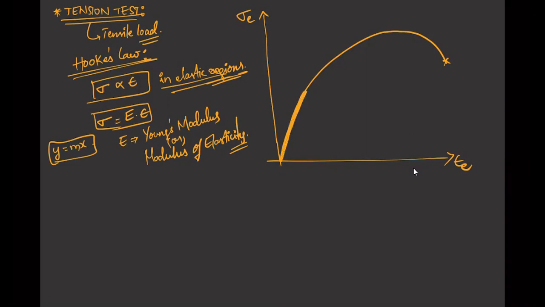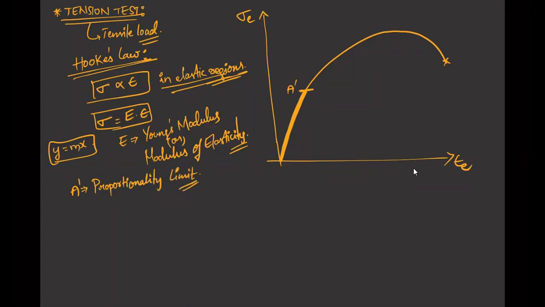The curve is linear, right? As you can observe, until somewhere here. Somewhere here is called a, and that a is known as the proportionality limit. Okay, proportionality limit. Why do we call it the proportionality limit? Because stress is proportional to strain.